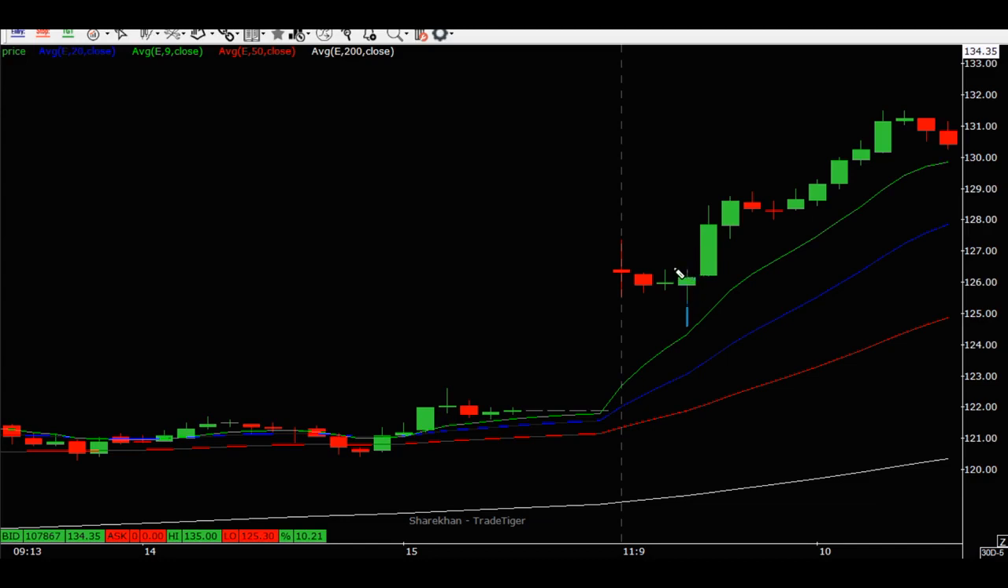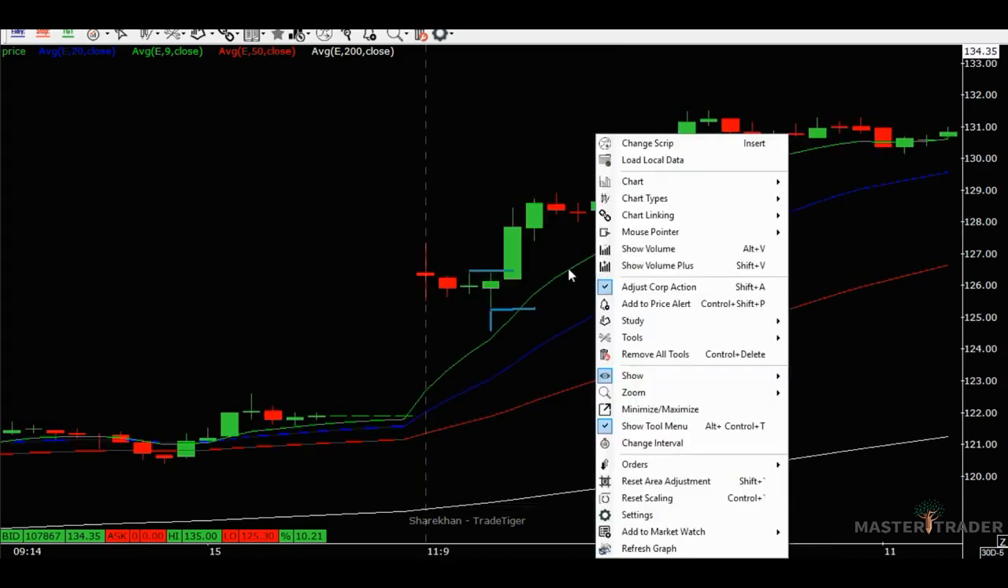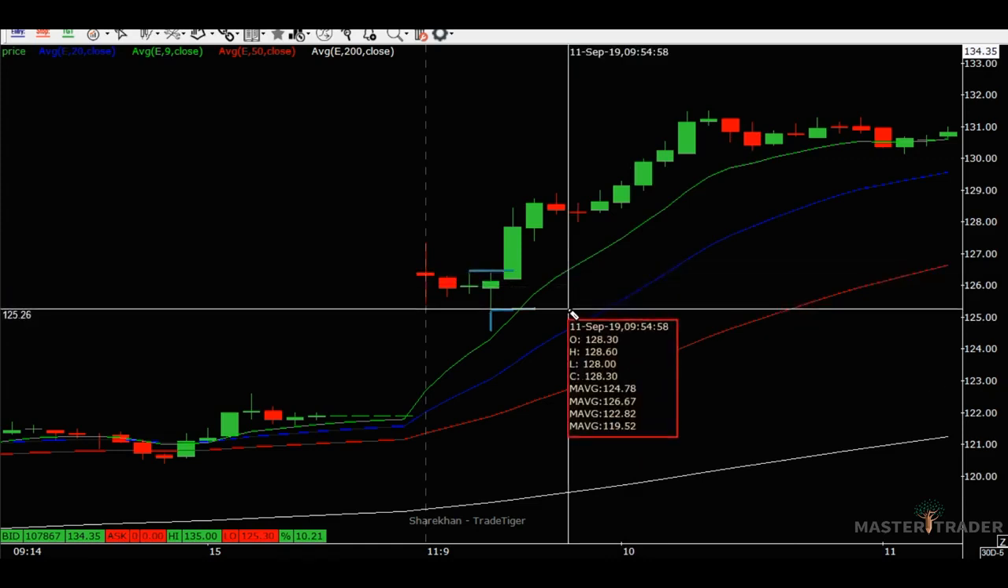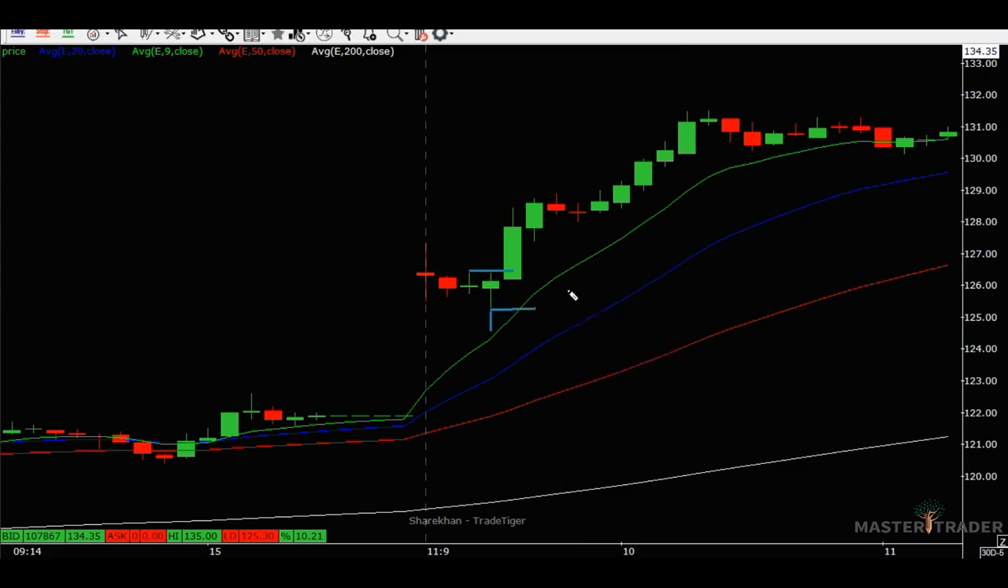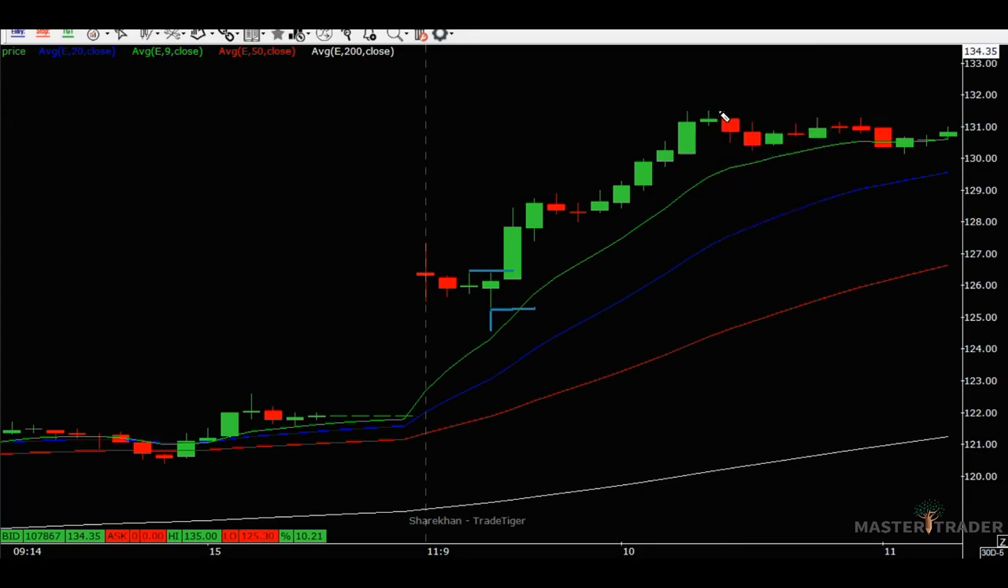As we learned, we can enter above this hammer high, and simply place our stop loss below the low of this hammer. Okay, so small risk, really tiny risk, but now look at your reward, right? We're entering above 126.50, our stop loss is 125.20, so about 1 rupee is my risk, and from 126 it goes all the way to 131.50.